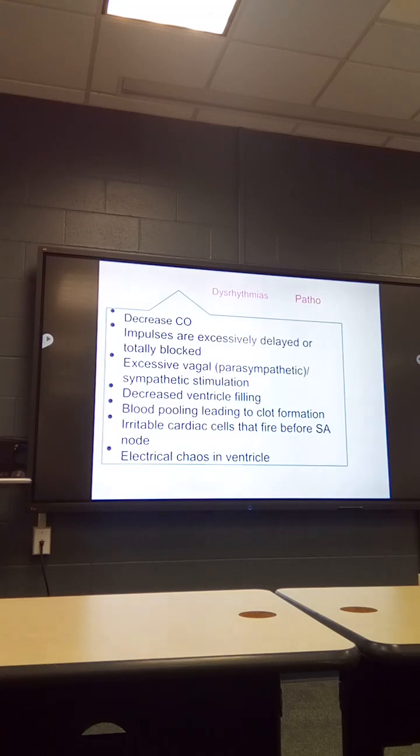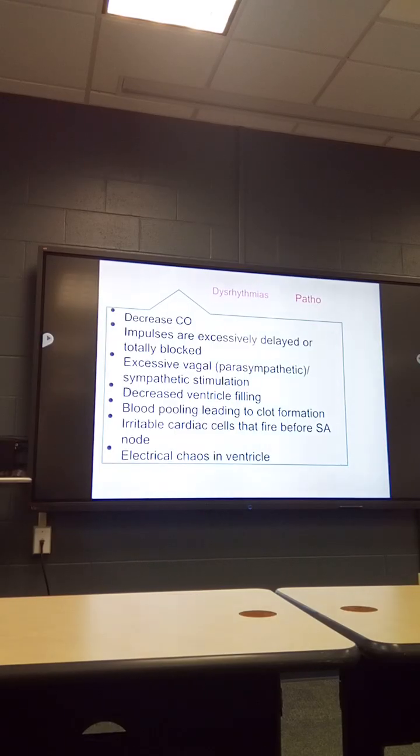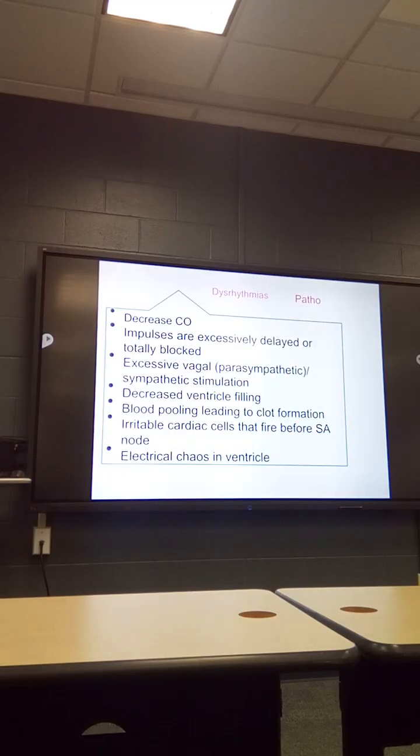Atropine, temporary pacemaker. So they'll have decreased cardiac output, decreased ventricle filling, clot formation. When there's clot formation, we're thinking AFib, aflutter, stuff like that. Electrical chaos in the ventricles, that's AFib. Does that sound right?